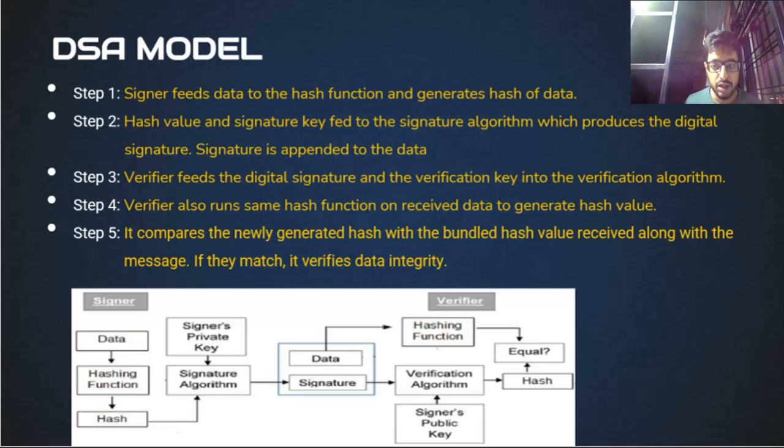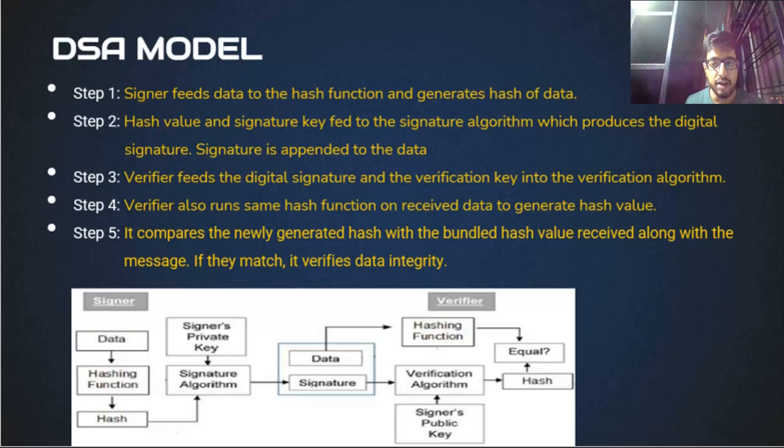Step 2 is hash value and signature key are then fed to the signature algorithm, which produces the digital signature on the given hash. So we can see that the generated hash and the signer's private key are sent to a signature algorithm. It will produce digital signature on the given hash. This signature is appended to the data and then both are sent to the verifier. So we can see that the original data and the generated signature are bundled together or concatenated and then sent to the receiver.